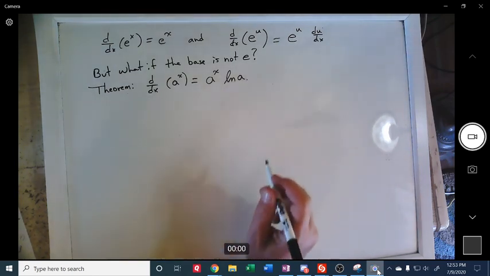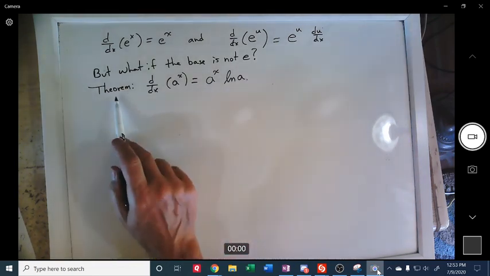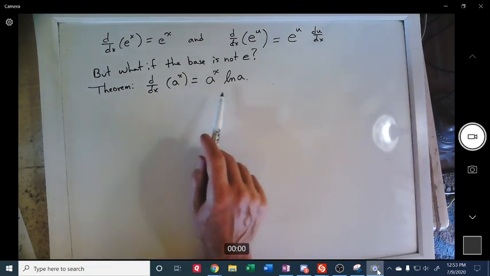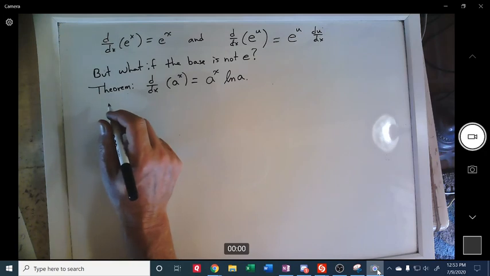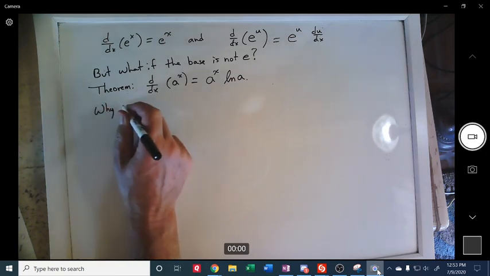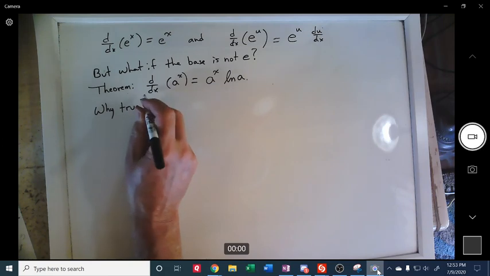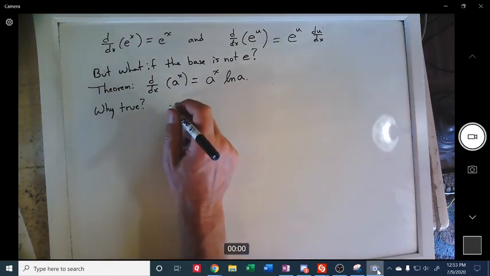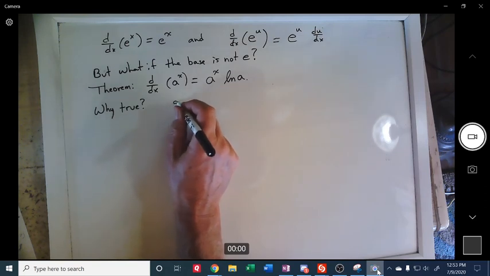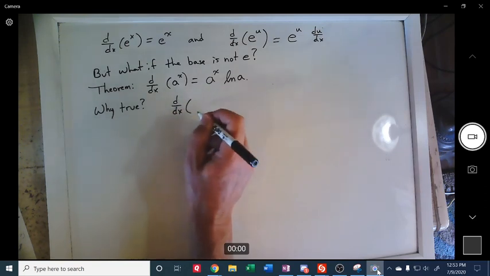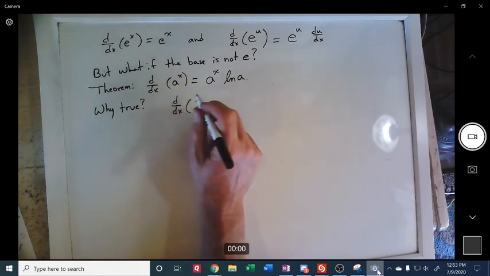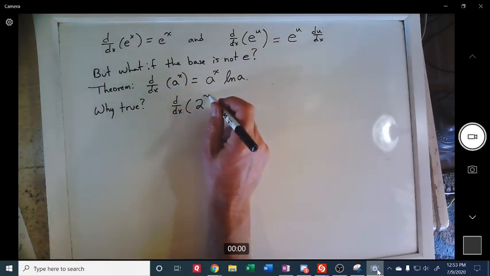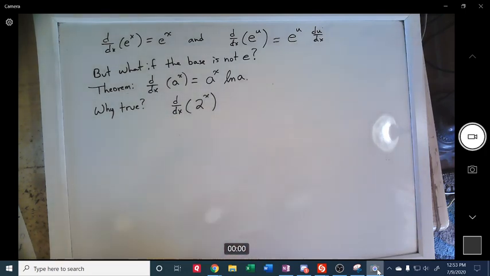Okay. And now theorem means something that has been proven to be true. Let's ask the question, why is this true? Why does this theorem make sense? And we're going to demonstrate with d dx of a very specific one. Instead of any number a to the x, it'll be 2 to the x. The derivative of 2 to the x.